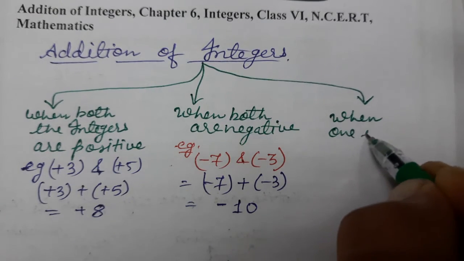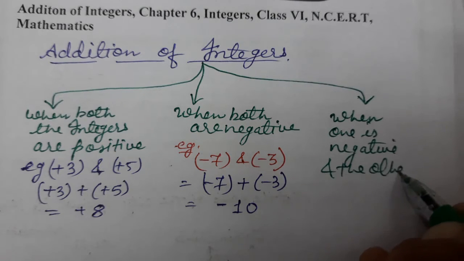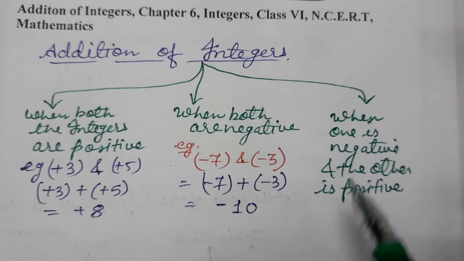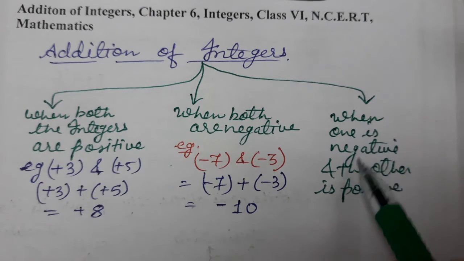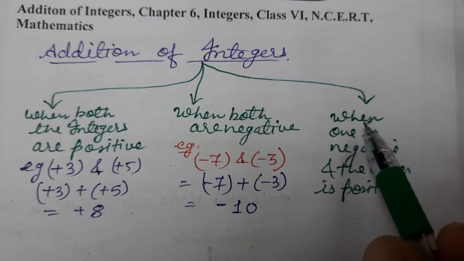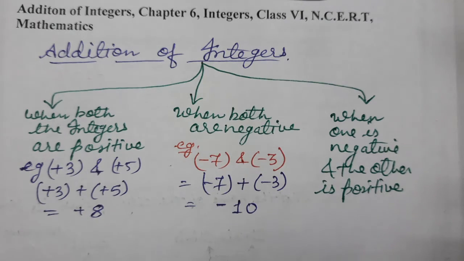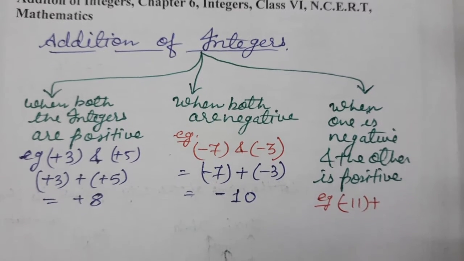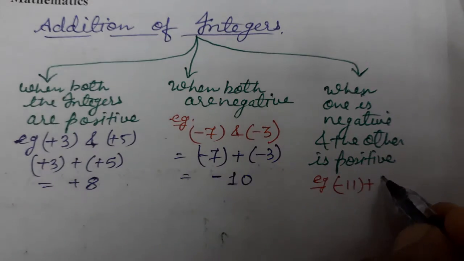And now the third possibility is that when one is negative and the other is positive. We can also say this as a fourth one. There are four possibilities: one, two, three, and when one is positive and other is negative, the same thing. So there are two possibilities that combine together. Let us denote an example: minus 11, and another one is positive, so let's take plus 8.